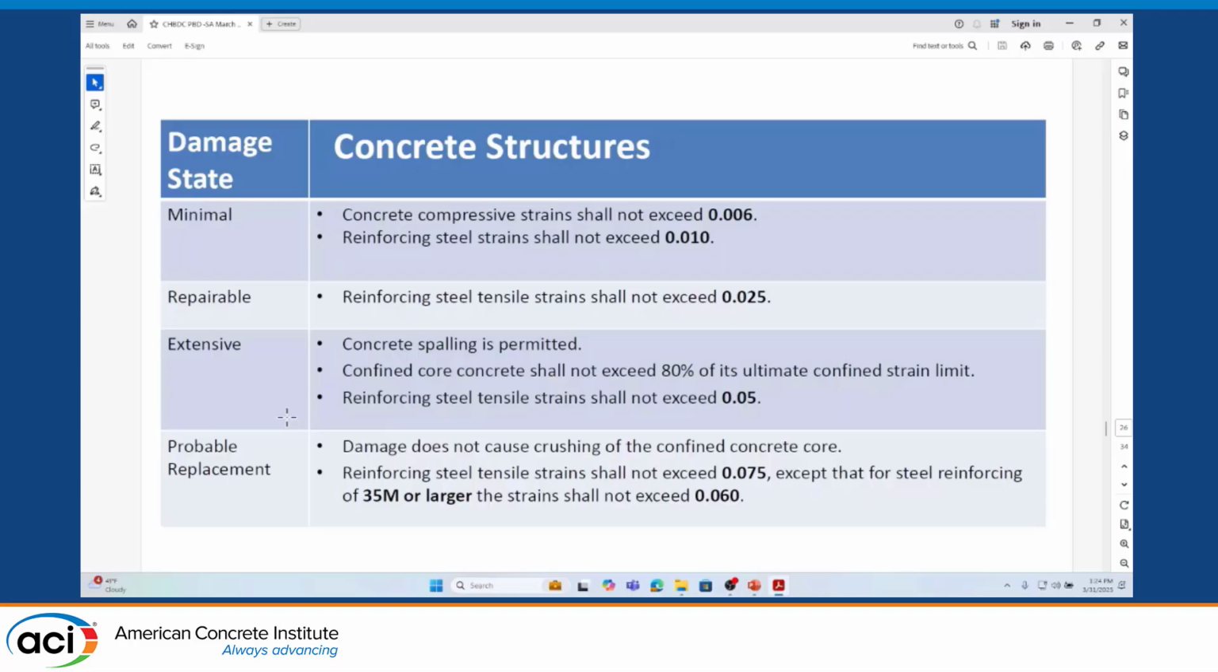The next one, we define the damage states with respect to the concrete structures. Minimal damage means the concrete compressive strain shall not exceed 0.006. Reinforcing steel strain shall not exceed 0.01.